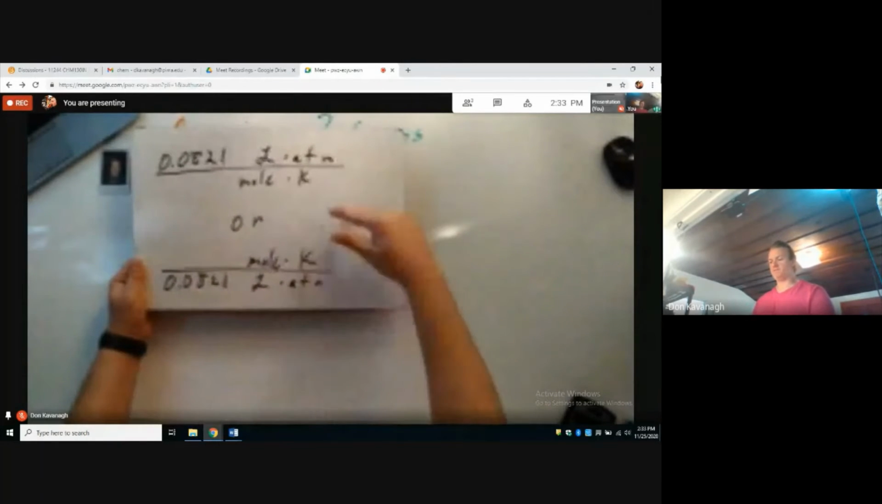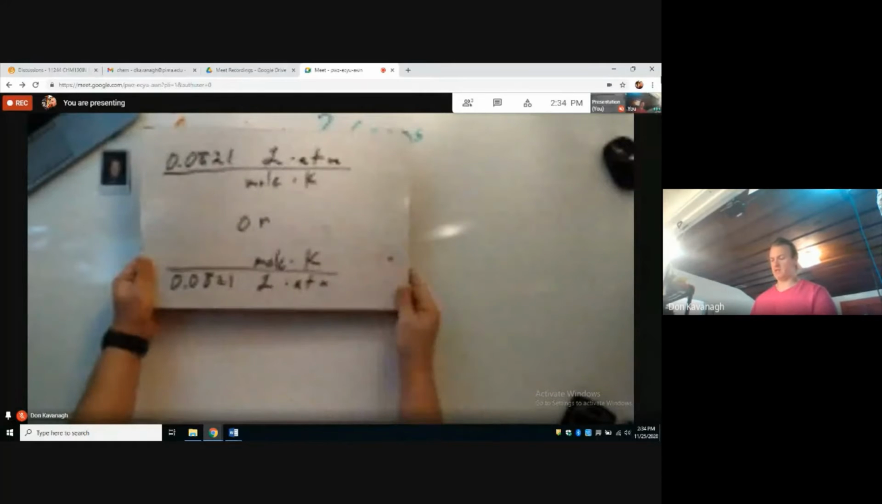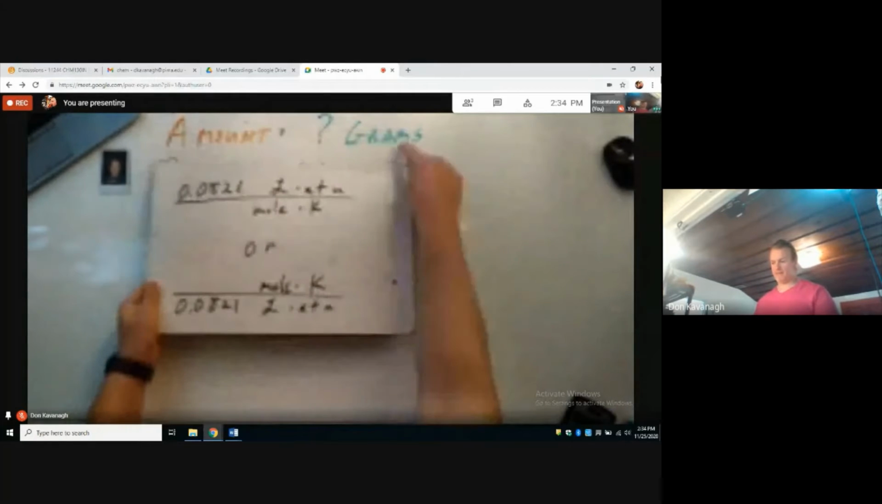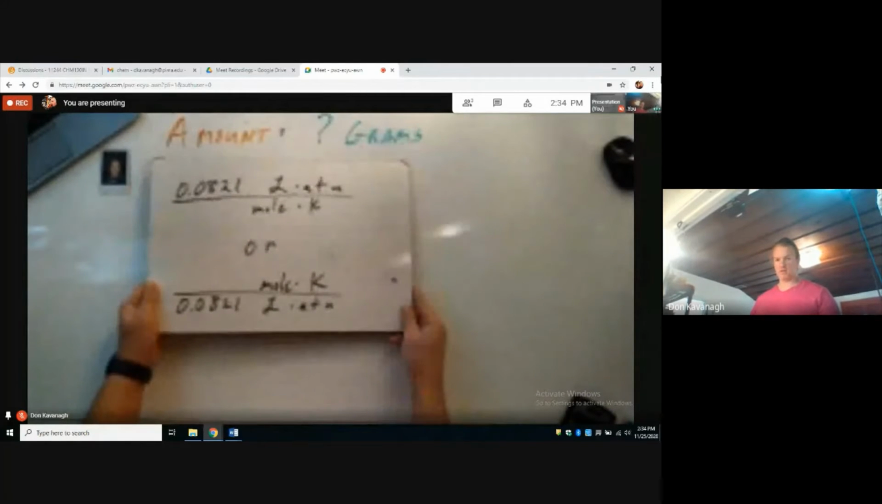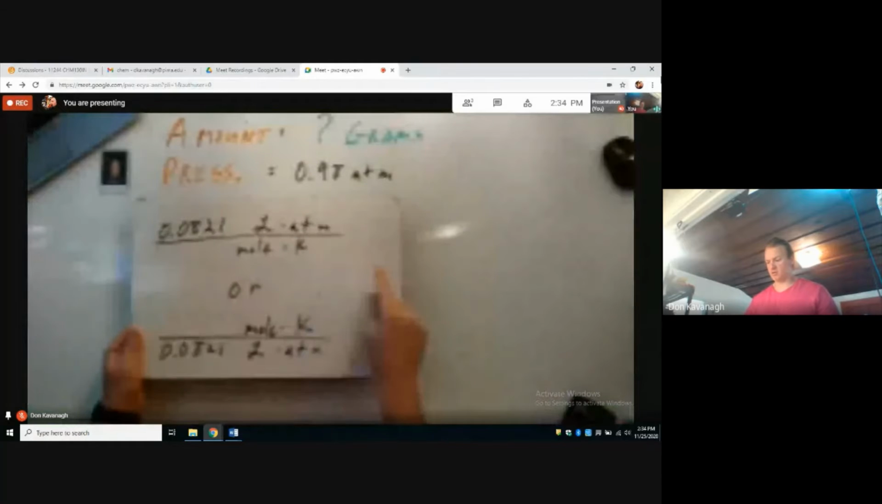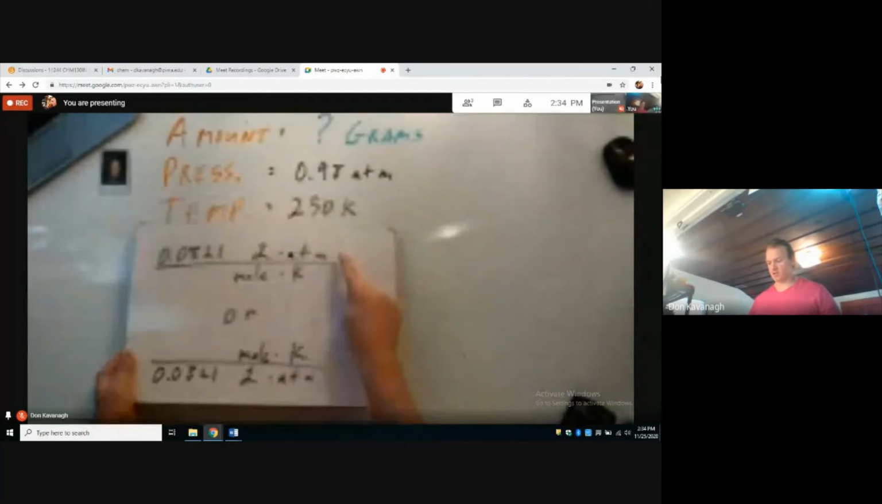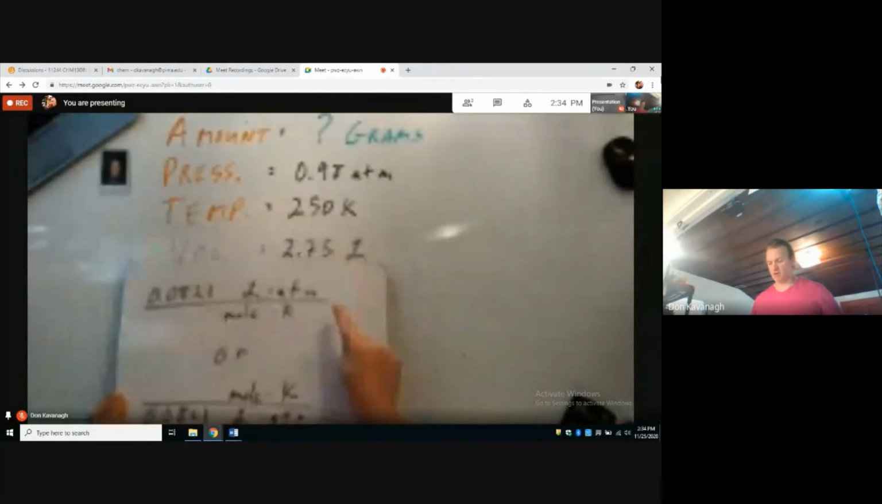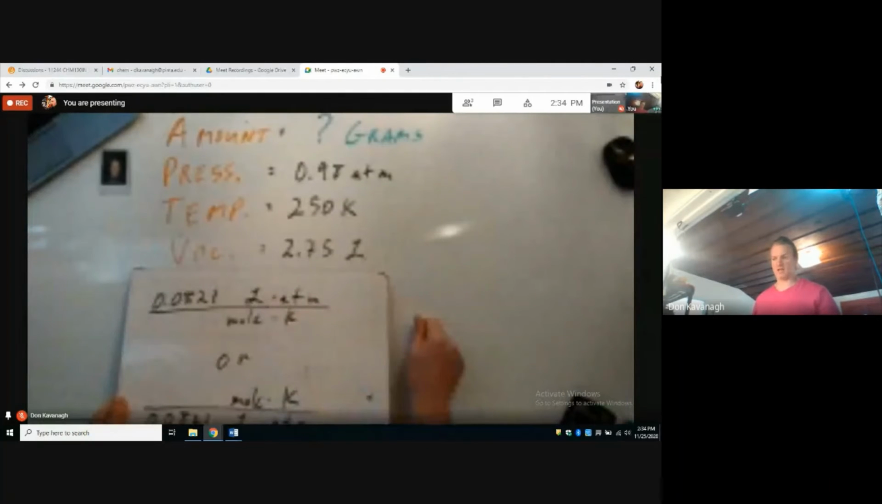We go down here. Neither of these contain the unit grams. We want to start with grams on top. This is going to be useful because it has pressure, temperature, and volume, but it does not contain grams.